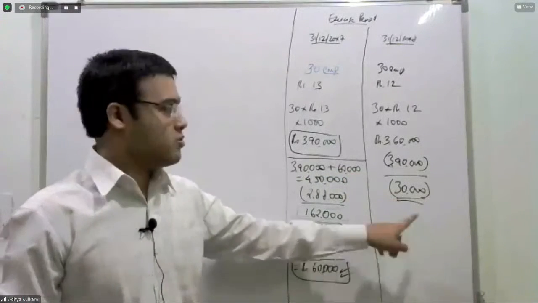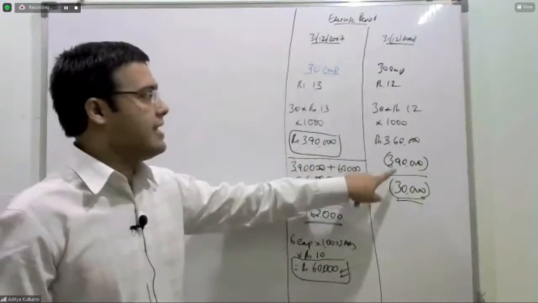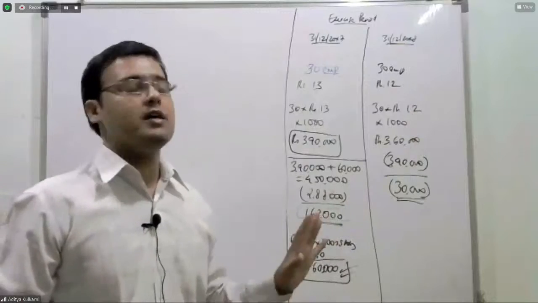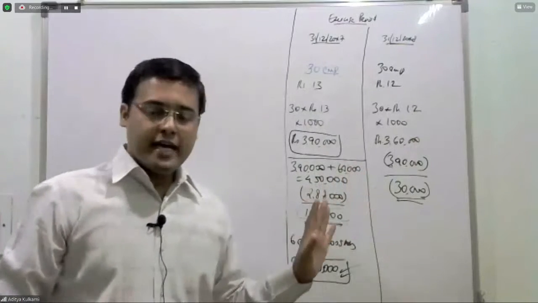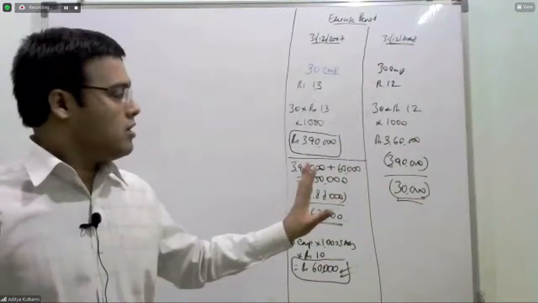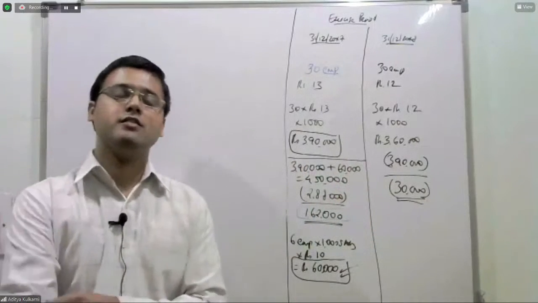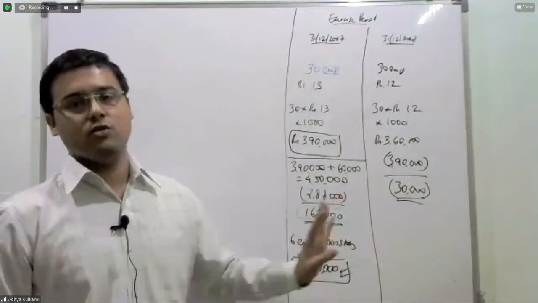30,000 will be reversed. Why? A liability of 3,90,000 you are settling by paying 3,60,000. So entry will be SBP liability account debit to employee benefit expenses, 30,000 rupees. That is the final expense that you will recognize.